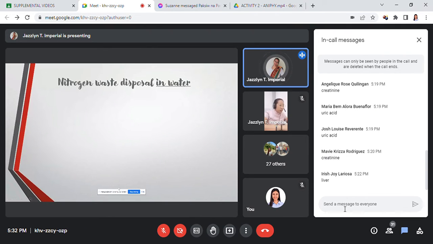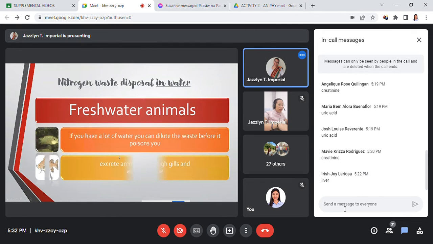Alright. So dito na tayo sa freshwater animals. With the freshwater animals excreting ammonia through their gills, there's a problem with predators kasi yung predators, ang tinitrace nila, class, yung urine ng animal sa water. So, nalalaman ng mga predators kung nasaan yung isda.